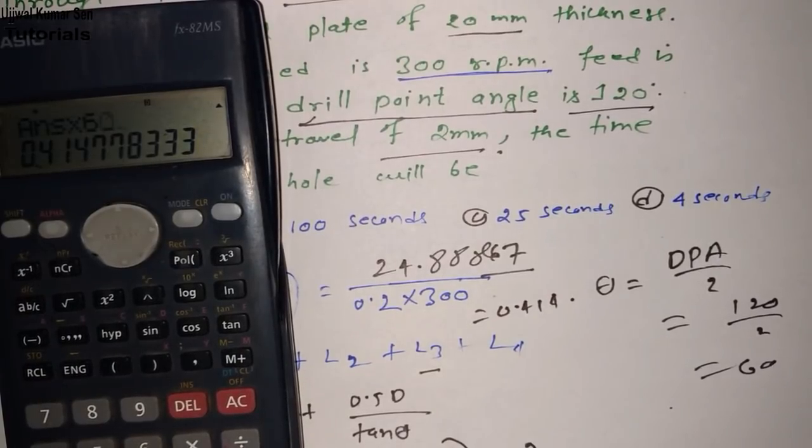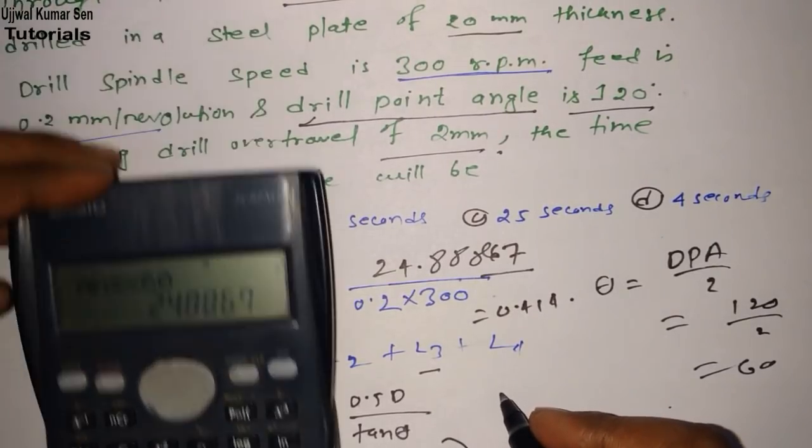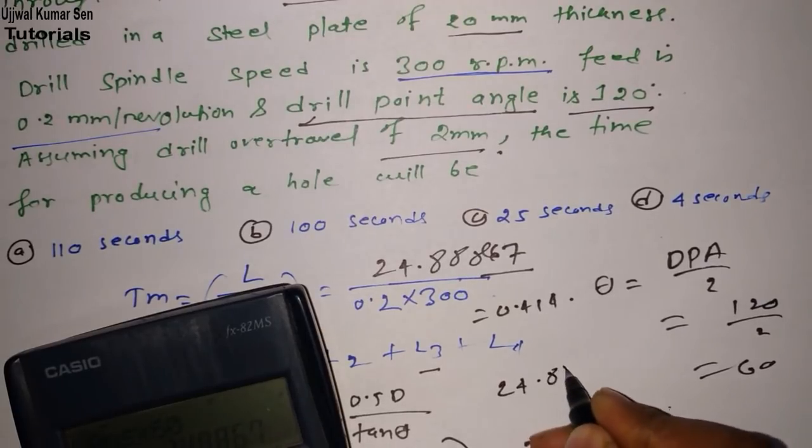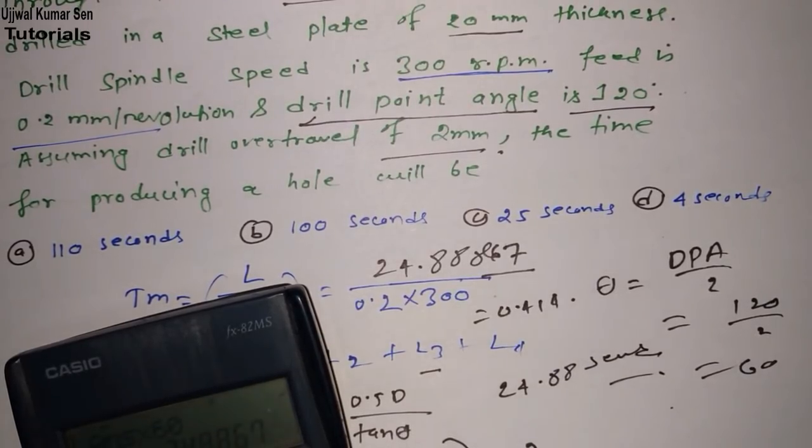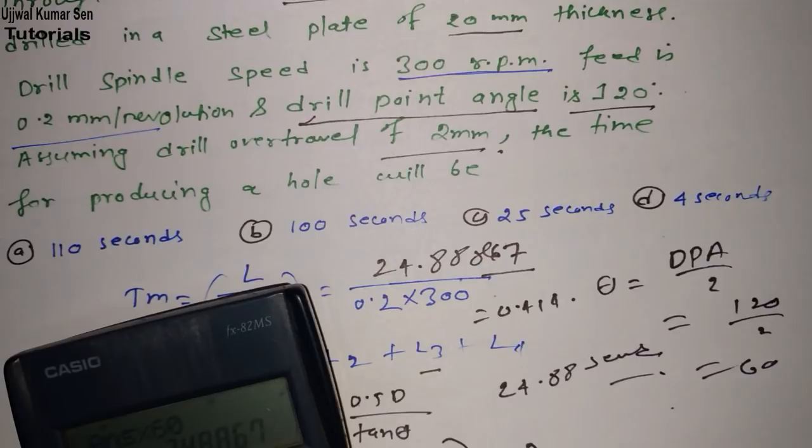0.414 into 60, therefore we are getting here 24.88 seconds, right? 24.88 seconds we are getting here. Now what is the right answer? That is 24.88 seconds. I hope you got how to find out the answer for this question.